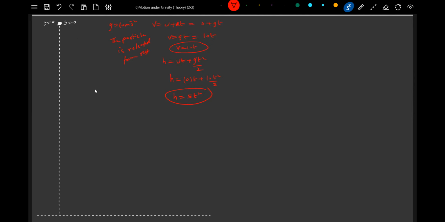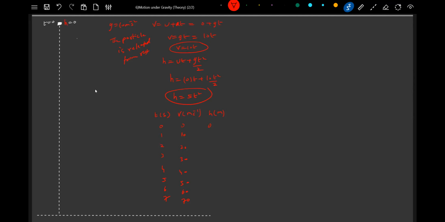t equal to 0, 1, 2, 3, 4, 5, 6. H is the height descended. What is the velocity? Initially it was released from rest, then 10, 20, 30, 40, 50, 60, 70. Whatever the height descended, at t equal to 0 it will be h equals 0.